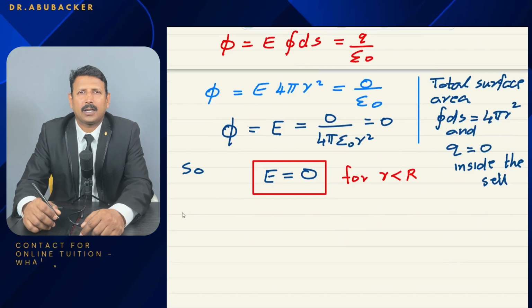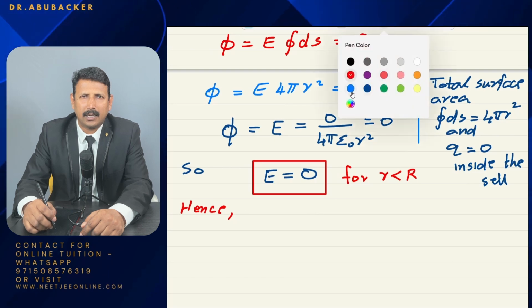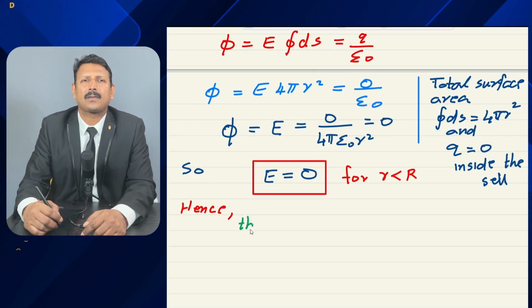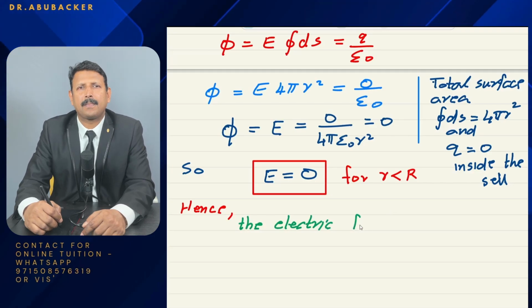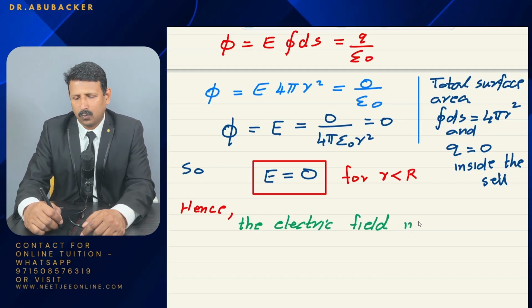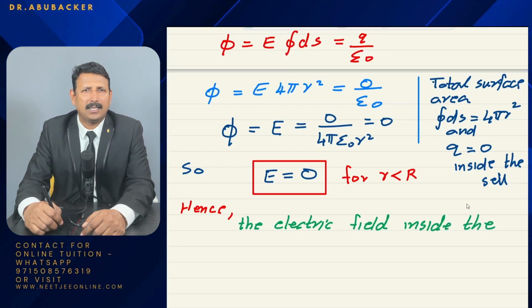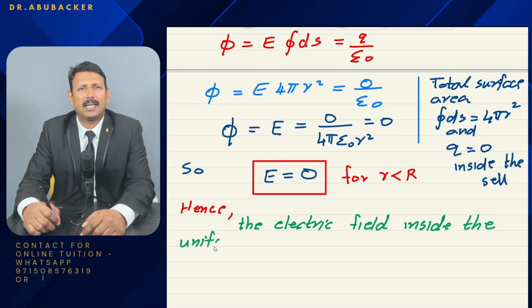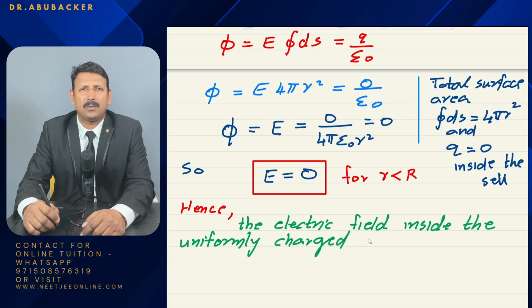So E is equal to 0 for the case where small letter r is less than R. Hence, we can write the conclusion, then we can end the video. The statement I am writing is about the point inside the shell. Hence the electric field inside the shell is 0. Hence the electric field inside the uniformly charged spherical shell is 0.